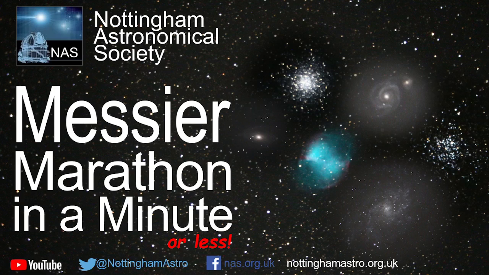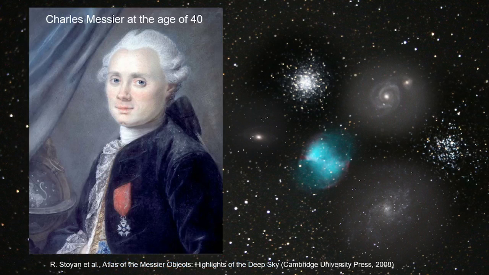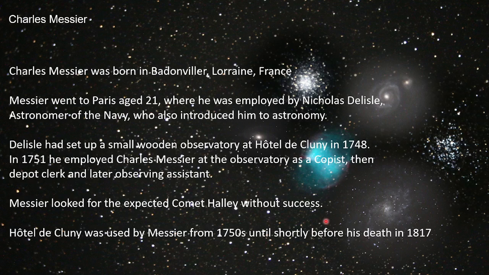Right, well this is Charles Messier at the age of 40. It's quite a famous picture, you see it in the books. I don't know who painted it, but he's wearing a medal. He was awarded a medal, the Legion of Honour. It's the highest award possible for a civilian, and that was started by Napoleon Bonaparte. It's interesting actually, Napoleon Bonaparte borrowed some telescopes to peer across from the French coast over to Britain to see what we were doing.